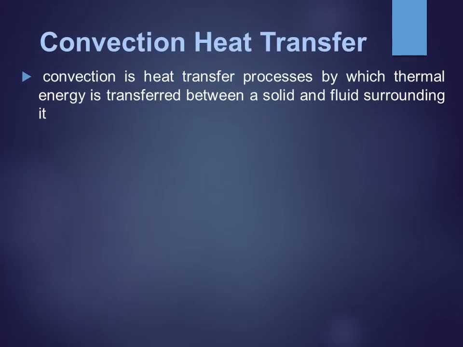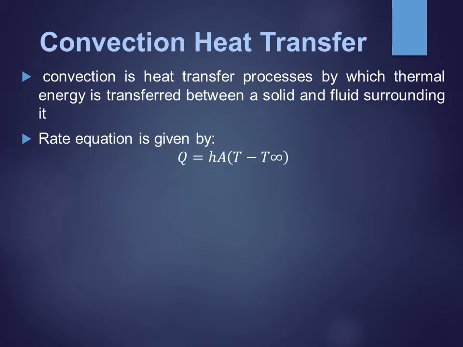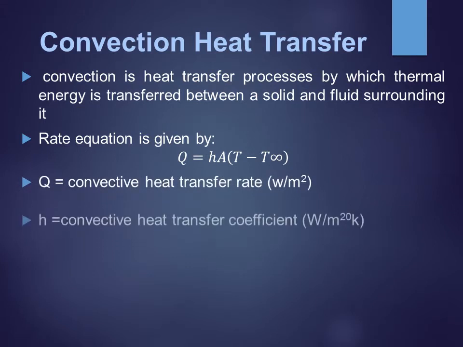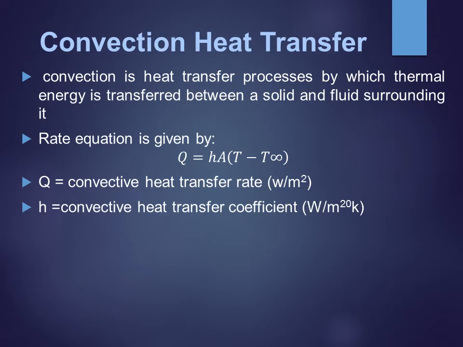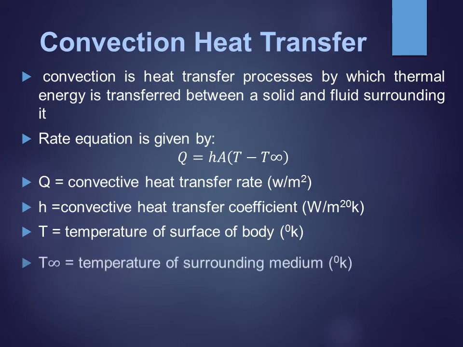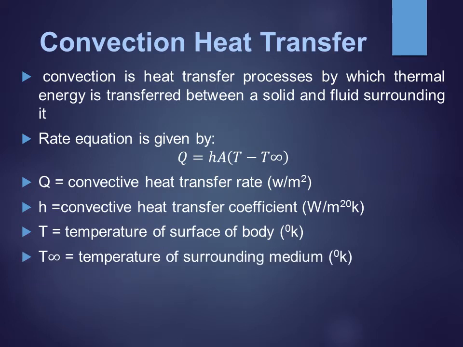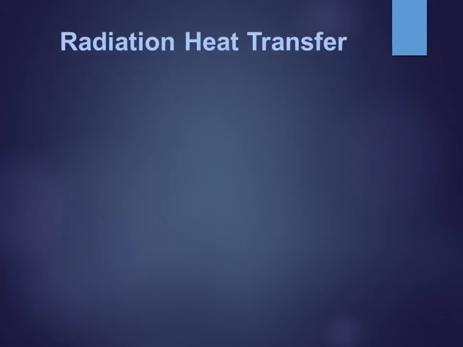Next is convection heat transfer. Convection is the heat transfer process by which thermal energy is transferred between a solid and the fluid surrounding it. So solid and fluid surrounding it, that means the fluid may be liquid or gas or any other fluid medium. Then the rate equation is given by Q is equal to h into A into (T minus T infinity). Now in this, Q is the convective heat transfer rate in watt per meter square, small h is the convective heat transfer coefficient in watt per meter square degree Kelvin, capital T is the temperature of the surface of a body in degree Kelvin, and T infinity is the temperature of the surrounding medium in degree Kelvin.